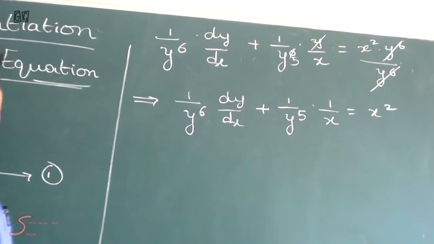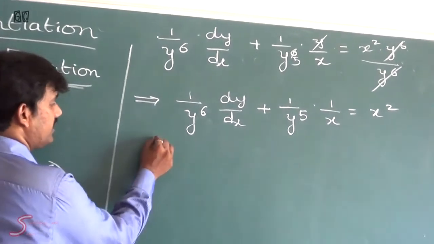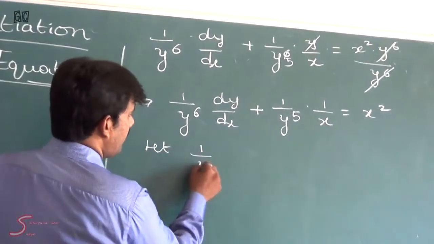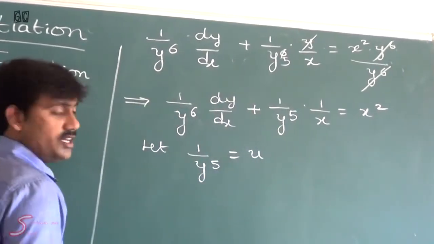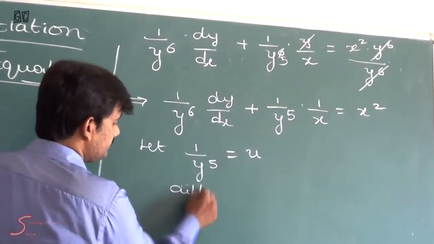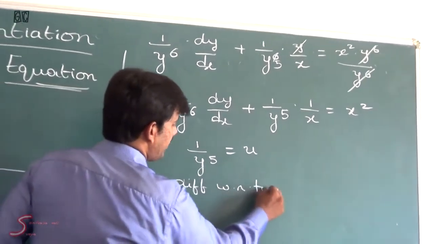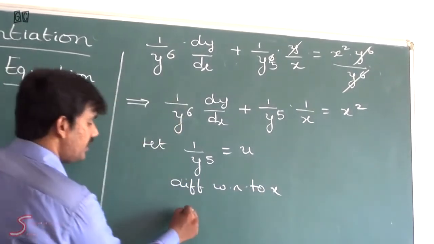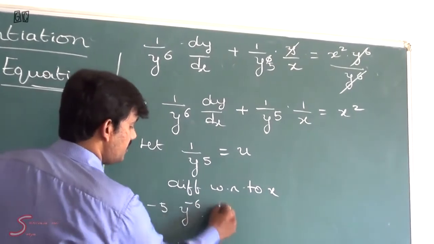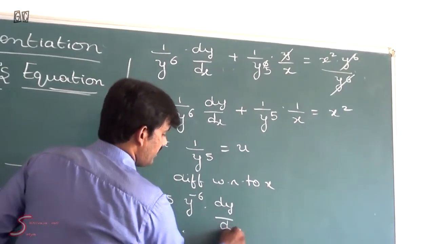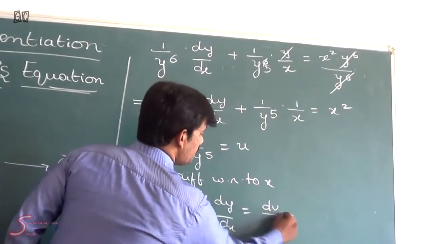Now we have to take a substitution. Let 1 by y power 5 equal to u, for example. Now differentiate with respect to x. The value will be y power minus 5, that is minus 5 into y power minus 6 into dy by dx equal to du by dx.